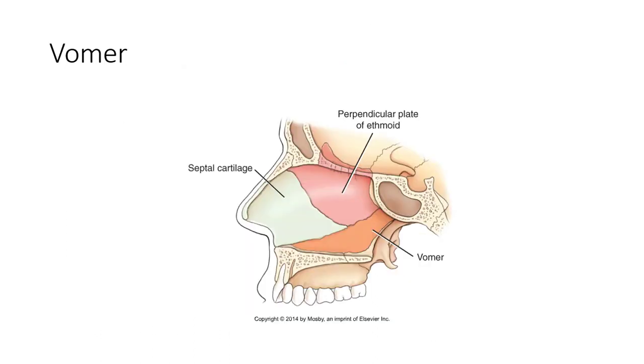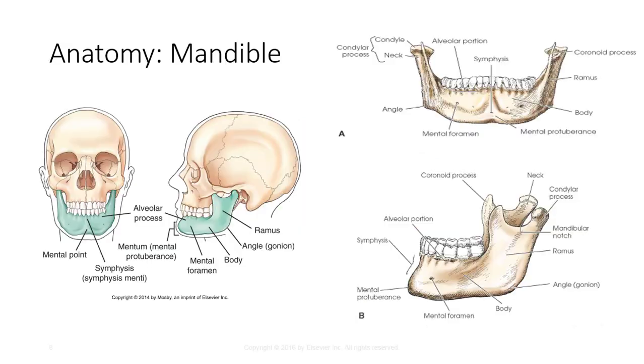The vomer is a thin plate of bone situated in the MSP at the floor of the nasal cavity. It forms the inferior nasal septum, and the superior border articulates with the body of the sphenoid bone. The superior part of the anterior border articulates with the perpendicular plate of the ethmoid bone, and the posterior border is free. The mandible is the largest and densest bone of the face.